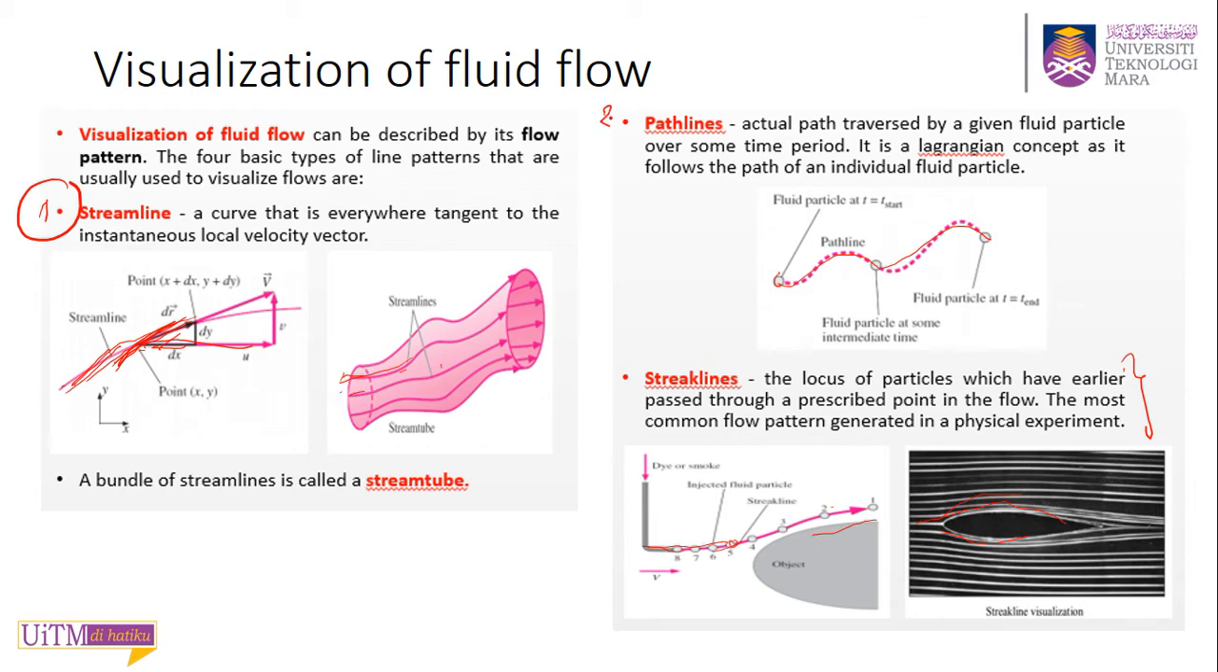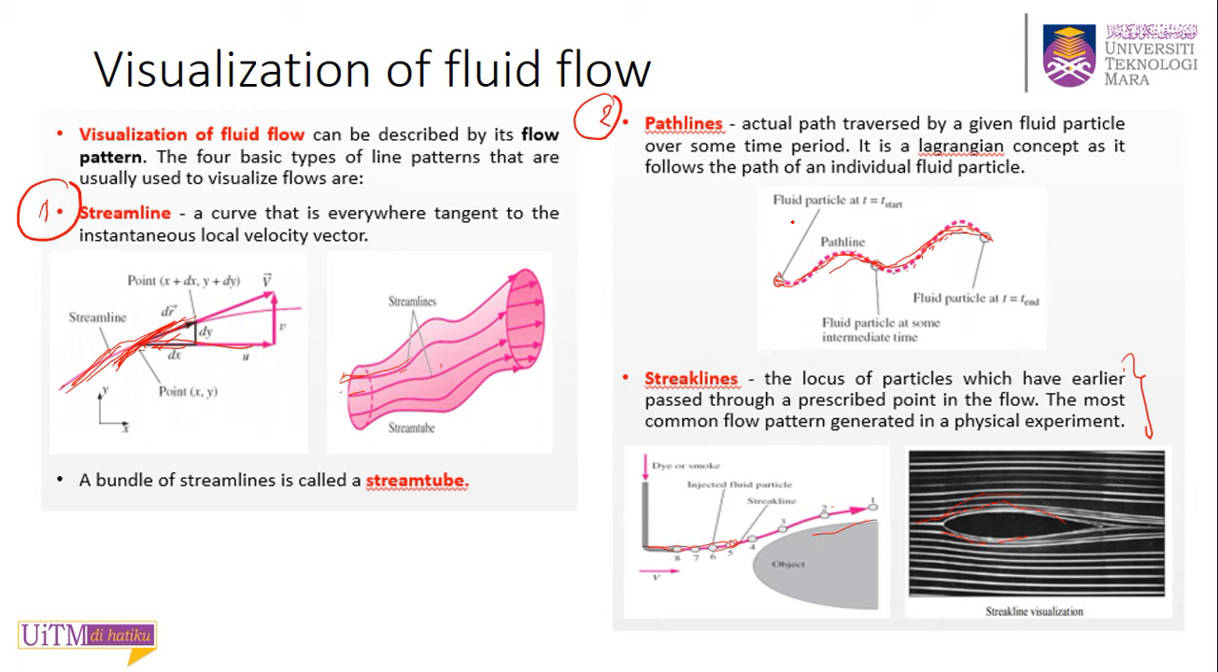Number 2, the second one, is pathlines. A pathline is like the Lagrangian example earlier. You follow the track, the path, the line of an individual particle. The line that you have followed is what we call a pathline: the actual path traversed by a fluid particle over some time period. Maybe you set 5 to 10 minutes. The path that the fluid particle has traversed is called the pathline. So it's like the Lagrangian concept.